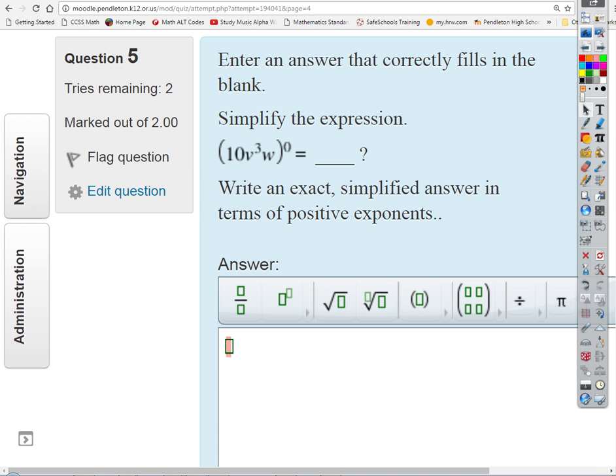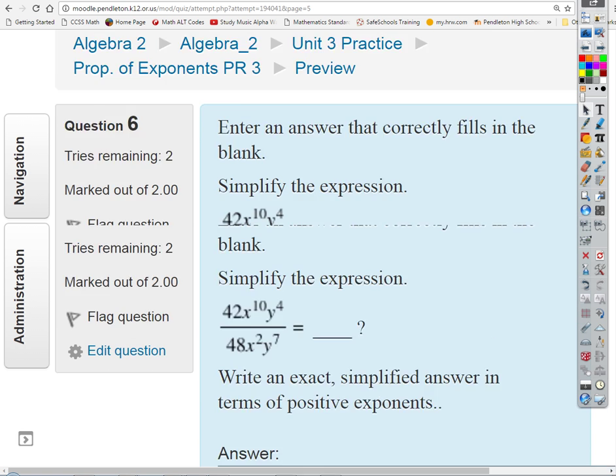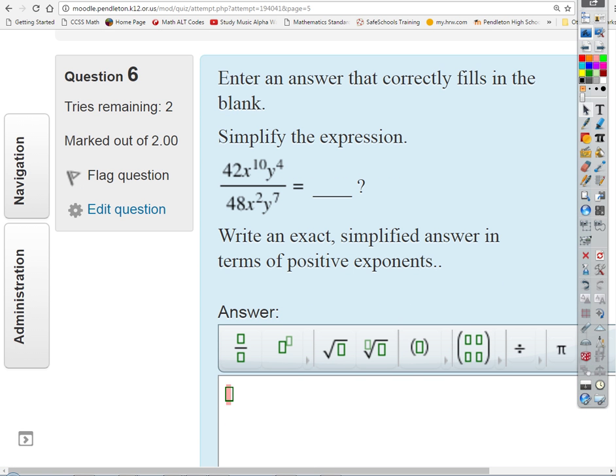Okay, what's the answer to that? Quick. 1, how come? 0. Yeah, anything to the 0 is 1. And then we've done stuff like that, haven't we? With this one, we're going to take care of the numbers first, right? So 42 over 48, what's the greatest common factor of 42 and 48? 6. 6 goes into 42, into 48, so it reduces to 7/8.